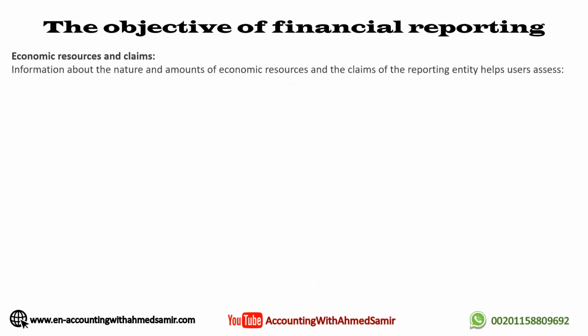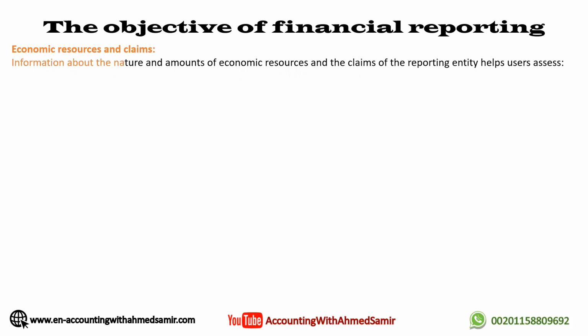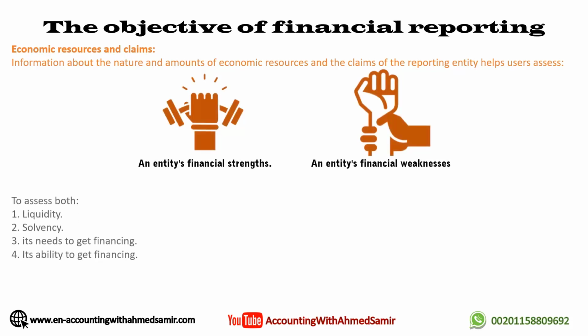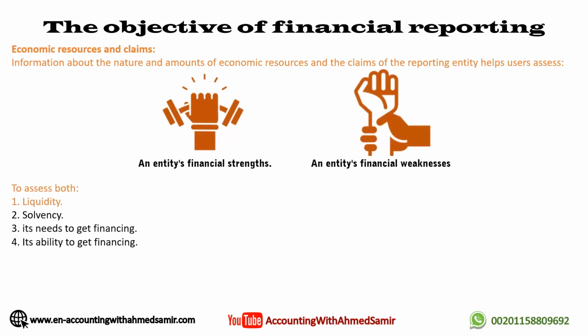First, economic resources and claims. Information about the nature and amounts of economic resources and the claims of the reporting entity helps users assess: 1. An entity's financial strengths. 2. An entity's financial weaknesses. To assess both: 1. Liquidity. 2. Solvency. 3. Its needs to get financing. 4. Its ability to get financing.